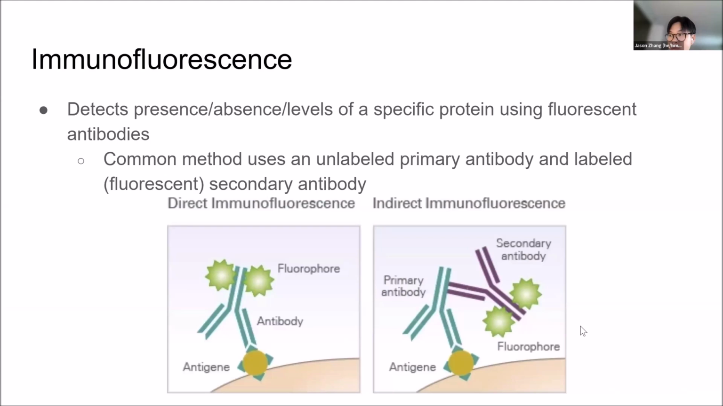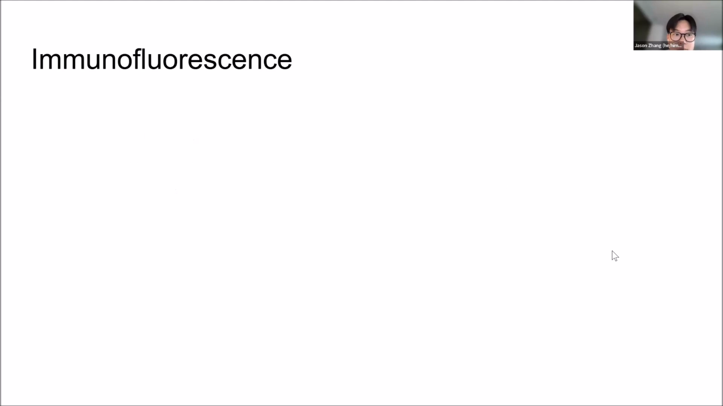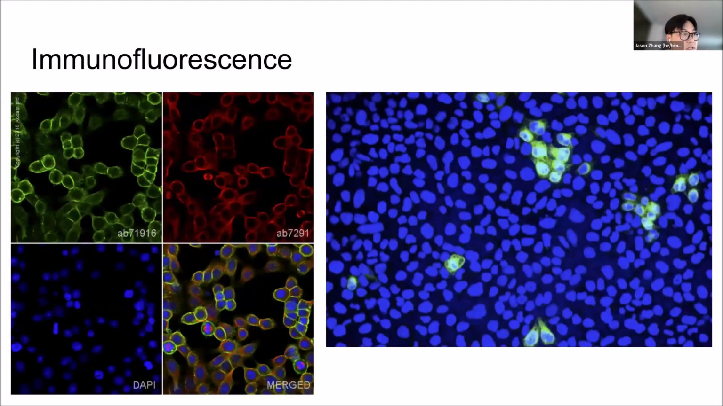Immunofluorescence is pretty much similar to IHC, except the secondary antibody is something like a fluorescent antibody. Then you'll counterstain with DAPI, which stains the nuclei blue. This is what it looks like, very colorful. On the right, this is showing Zika, where they stain for the Zika-infected cells, using an antibody for the Zika protein.